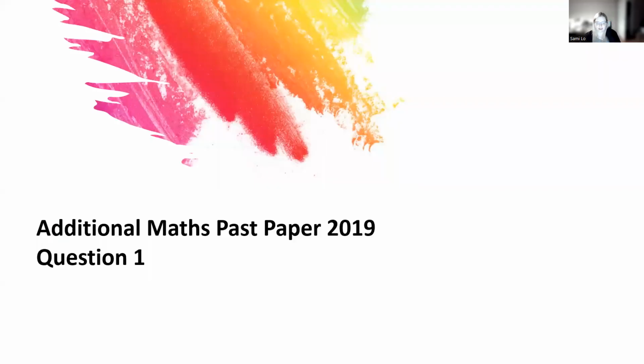Okay, so today we're looking at the additional maths paper 2019, just at question 1, because it's around about 12 marks and I want to go into a little bit of detail with it. So I'll be answering the question and I will also be showing you the mark scheme so you can see where the marks come from.